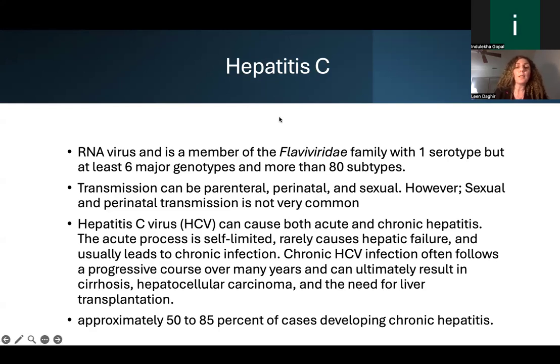Hepatitis C can cause both acute and chronic hepatitis. The acute process is self-limited, rarely causes hepatic failure, and usually leads to chronic infection. Chronic infection follows a progressive course over many years and can ultimately result in cirrhosis, hepatocellular carcinoma, and lead to liver transplant. Approximately 50 to 85% of cases develop chronic hepatitis.